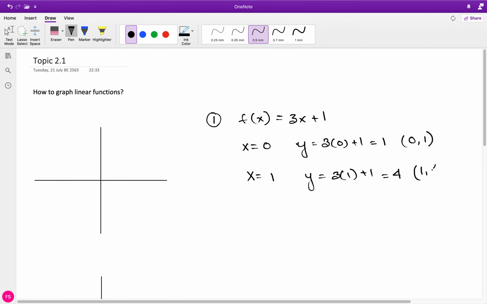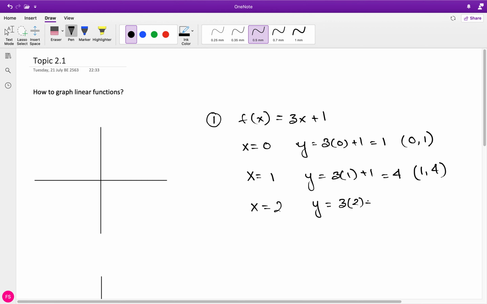Now, to draw a straight line, 2 points are more than enough, but if you want it to be pretty, you can take another point. So I'm just going to show you one more, that is x equals 2. So when my x is 2, my y is going to be 3 times 2 plus 1. That equals 7. So this gives me the third point, that is 2 and 7. Now let's plot the points.